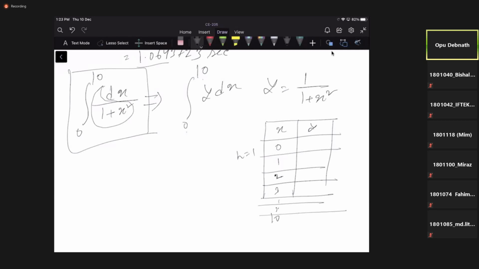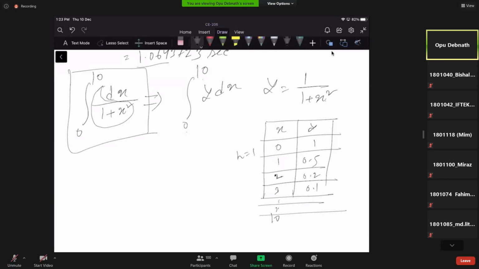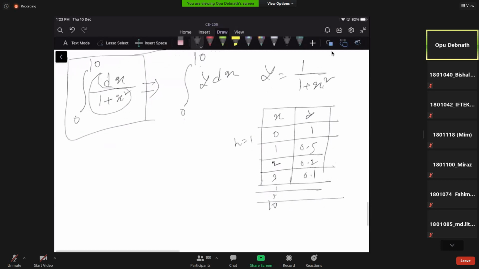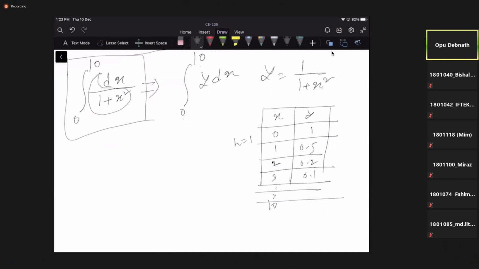If you put x is equal to 0, you will get y is equal to 1. If you put x is equal to 1, you will get 0.5, and then 0.2, 0.1, and so on. So this is your set of data you may generate manually. One may consider, okay, I am not going for so many data, I will take h is equal to 2. In that case, you will get 0, 2, 4, 6, 8, 10, a smaller set of data.